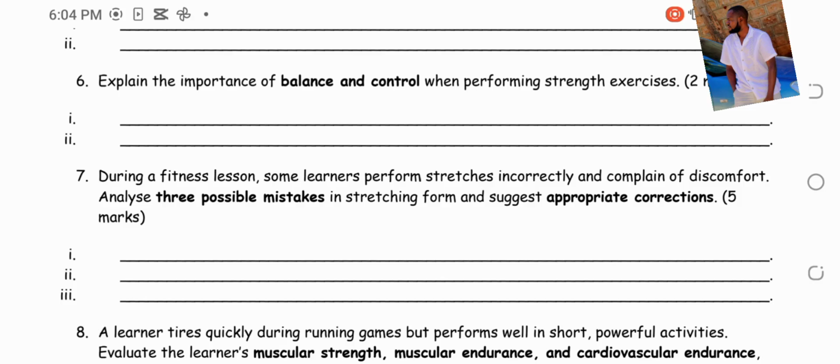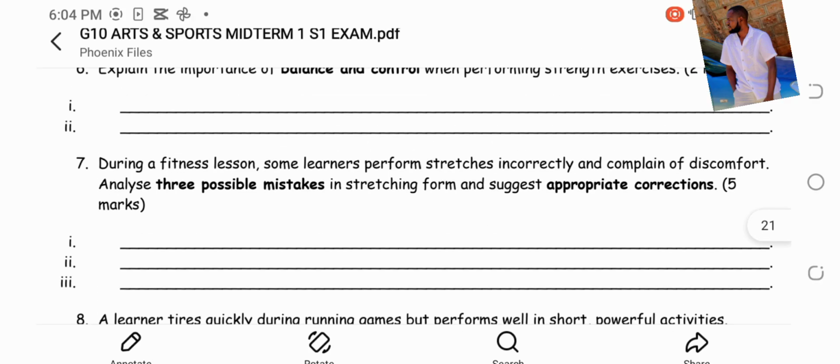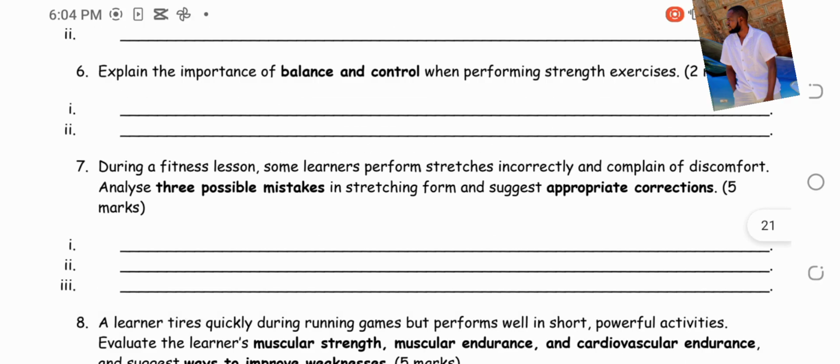Then another mistake can be holding the breath, and for this one you have to have normal breath control. Then another one is overstretching. The remedy for this, we say stretch gently, so that you cannot tear your tendons and also your nerves.